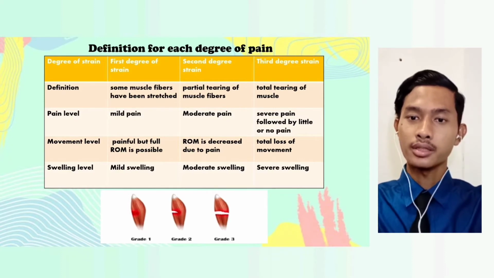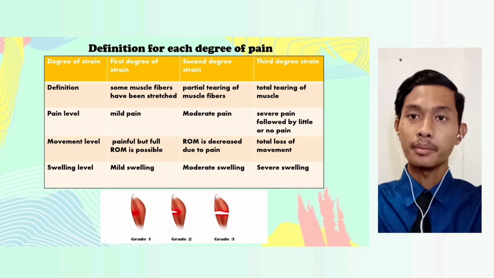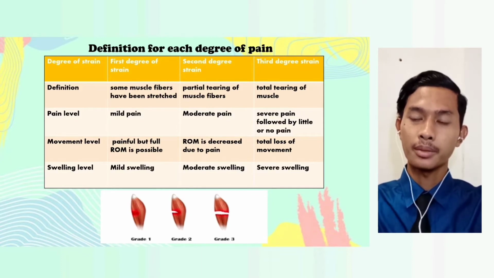The last one is the third degree strain. A third degree strain is considered a complete tear accompanied by bleeding, severe swelling, and severe pain, followed by little or no pain at all. Besides that, there will be loss of all function of the associated muscle, because the muscle cannot fully function. To put it simply, the person will experience a total loss of movement. An example of a third degree strain would be a rupture of the biceps tendon.